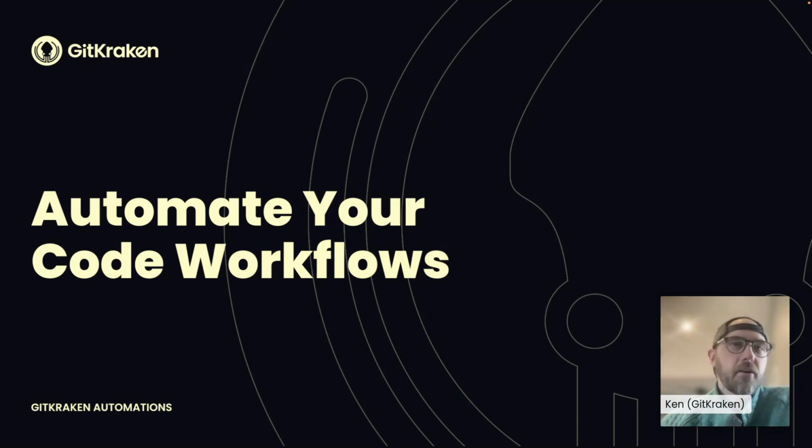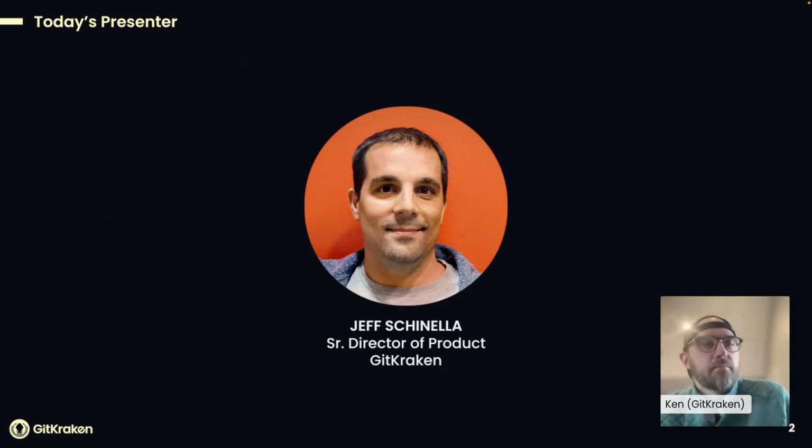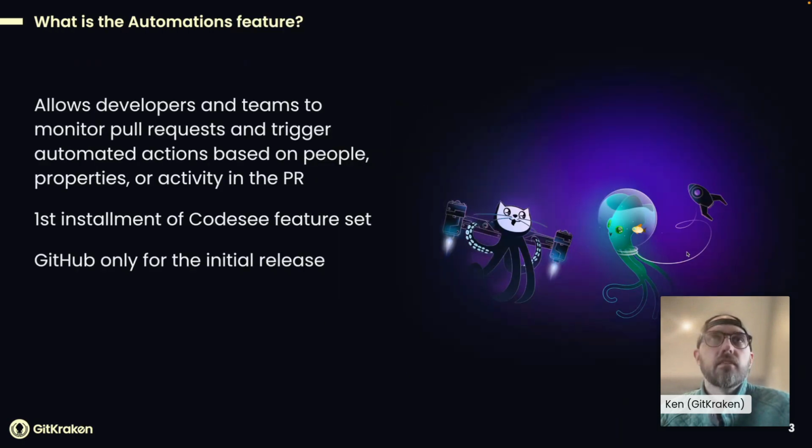Today we're going to talk about automating some of your workflows, particularly your pull request workflows. Today I am joined by Jeff, who heads up some of our product stuff here at gitkraken. He's going to walk very quickly through just a couple of slides to set the table on automations. And then he's going to jump into the products and walk you through some of the stuff you'll see in early access for automations. So with that, I'm going to go ahead and hand it over to Jeff.